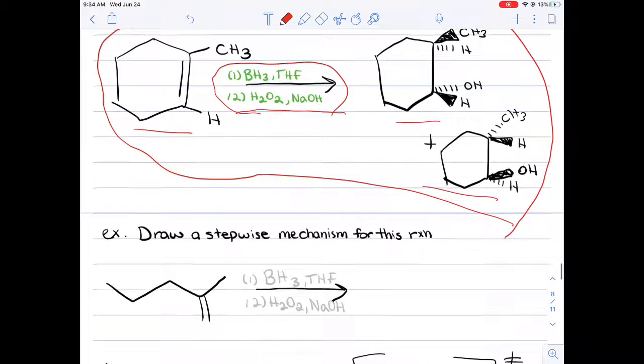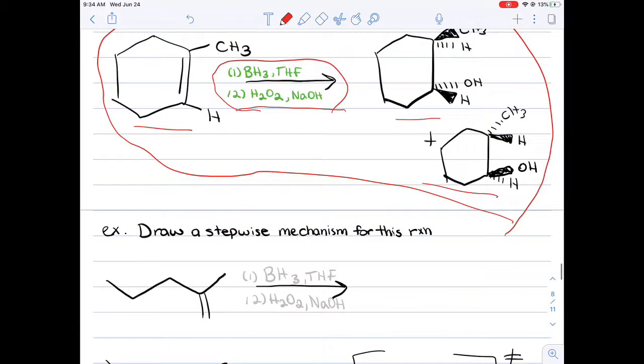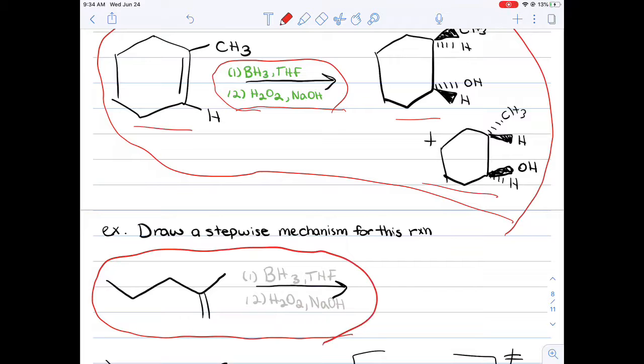Okay, so now that we went through all of that, I want you guys to try out a problem for me. So draw a stepwise mechanism for this reaction. If you don't want to draw the stepwise mechanism, just draw me the product. What would the product be for this reaction? All right, pause the video and give yourself a moment to solve this.